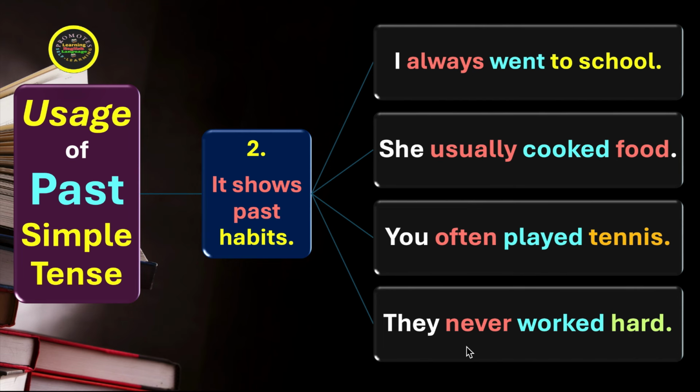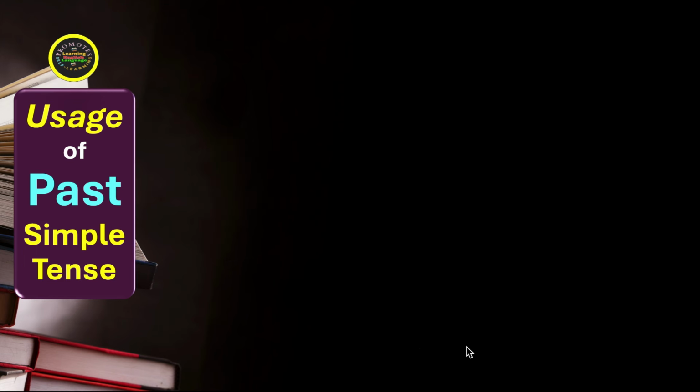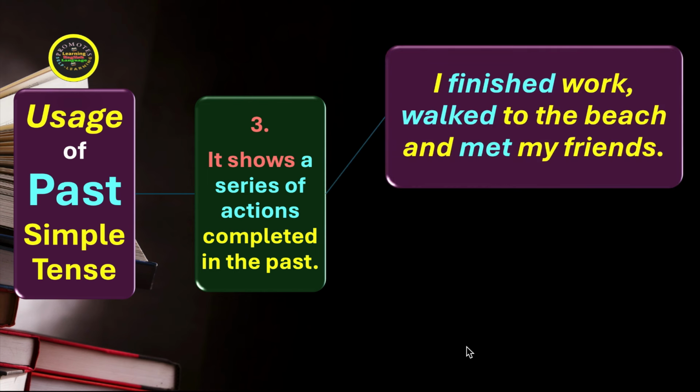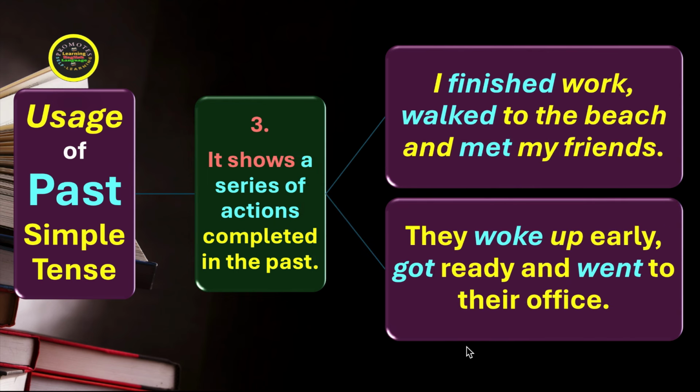We move on to the next usage of past simple tense. And point number 3, it shows a series of actions completed in the past. How? Let's see with examples. I finished work, walked to the beach, and met my friends. Look, continuously, 3 actions happened one after another. Look at another example. They woke up early, got ready, and went to the office. So a series of events took place in the past.